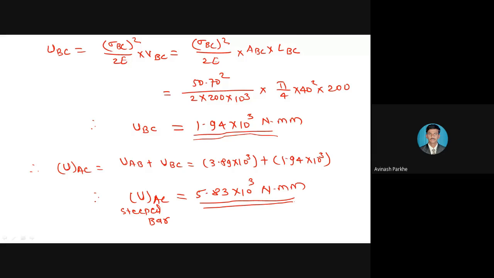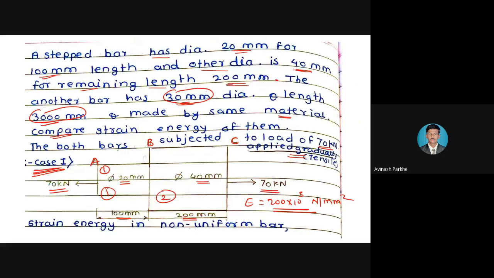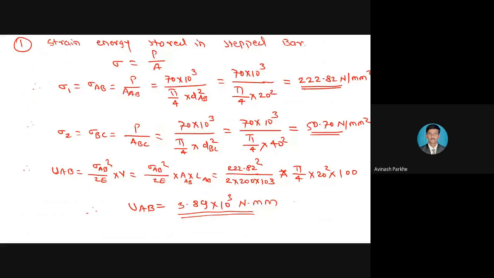38.9. This is wrong. Revnath, please check your answer. Yes, 5.83 into 10 raised to 3 means 5,830 Newton mm. This is the total strain energy stored in the stepped bar. As per the statement number 1, diameter 20 mm, length 100 mm, another diameter 40 mm and length 200 mm. This is case number 1, that is strain energy stored in the stepped bar.